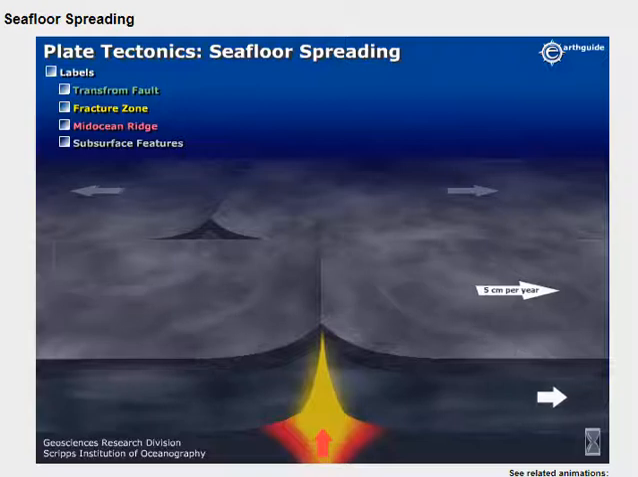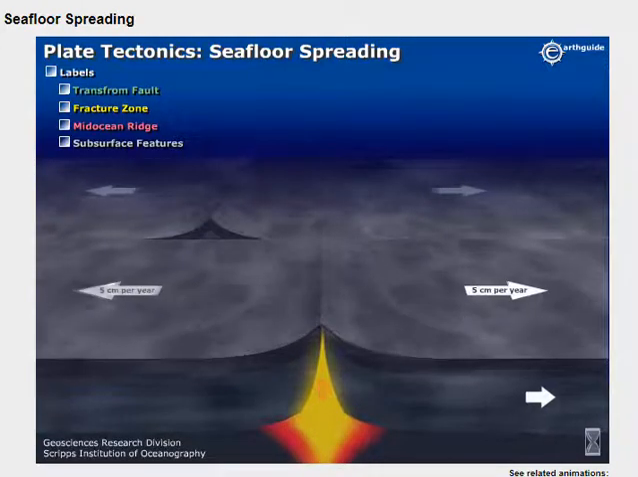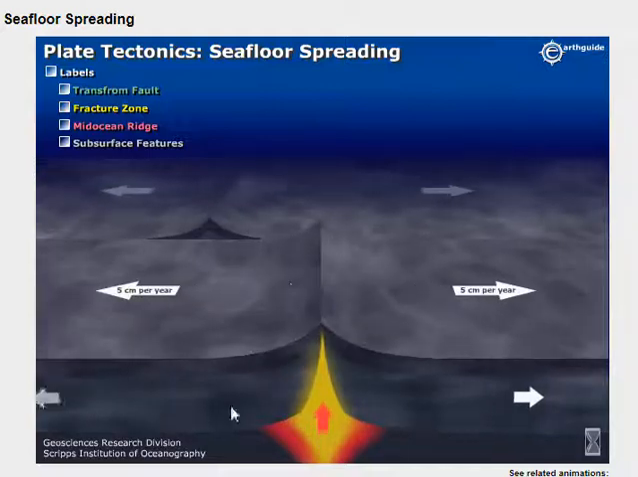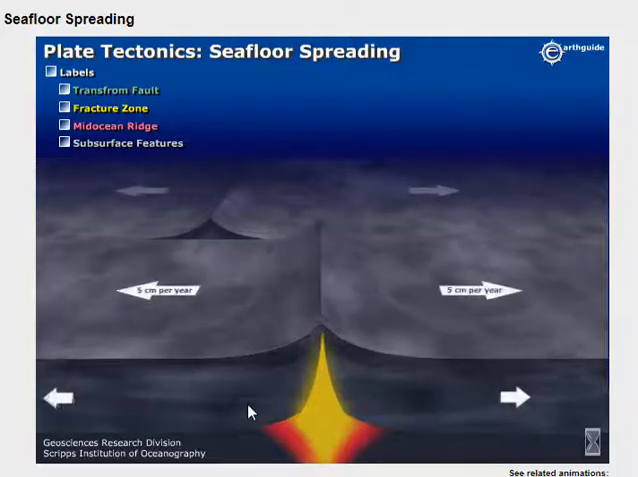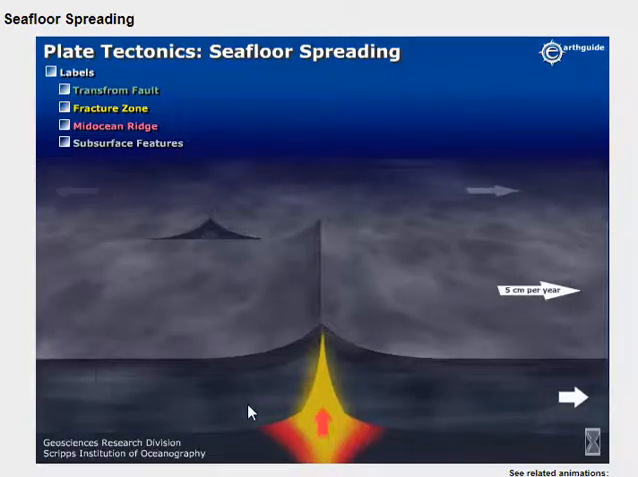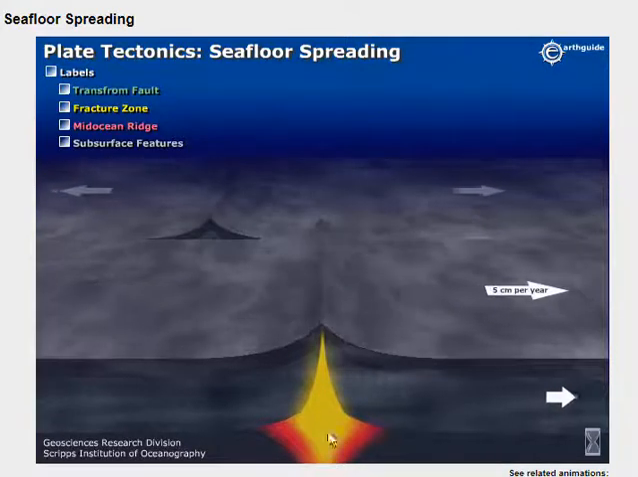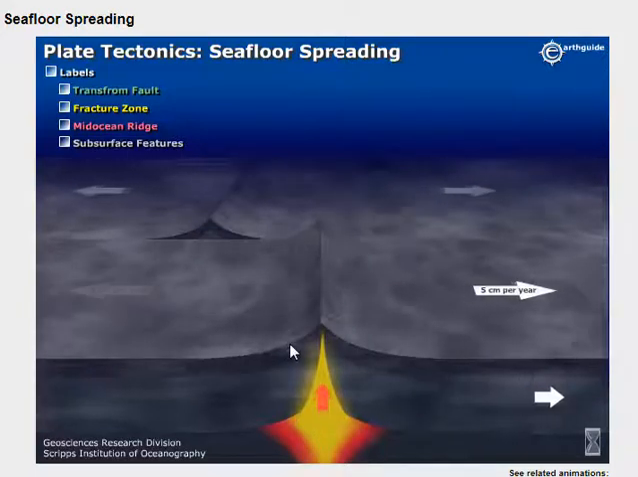This is an animation of seafloor spreading, which is one of the major processes in plate tectonics. So where does seafloor spreading take place? Well, this is the mid-ocean ridge. It is the shallowest place in the ocean. And you can see that magma is coming up and pushing through and forming new seafloor right here.